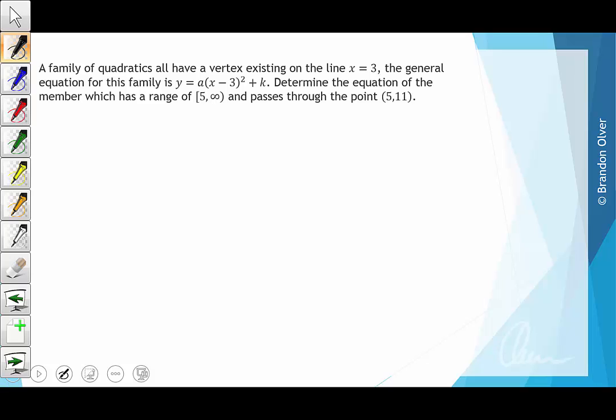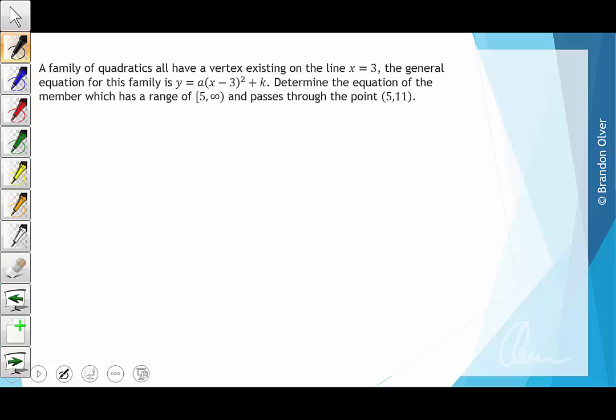A family of quadratics all have a vertex existing on the line x equals 3. Therefore, the general equation for that family is y equals a times (x minus 3) all squared plus k. So we want to determine the equation of a member which has a range between 5 included up to infinity and passes through the point (5, 11).